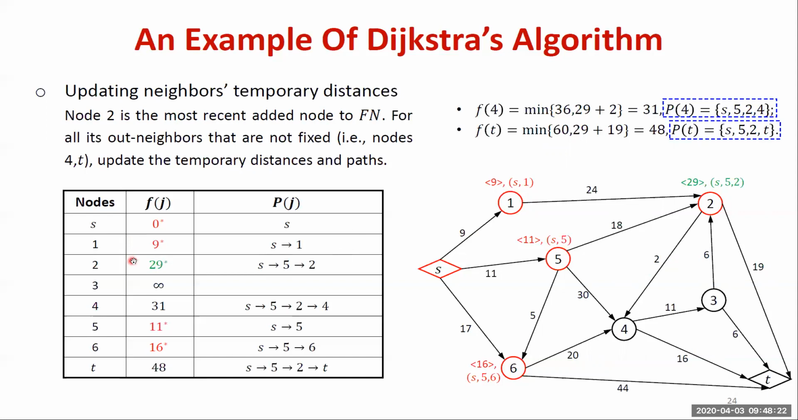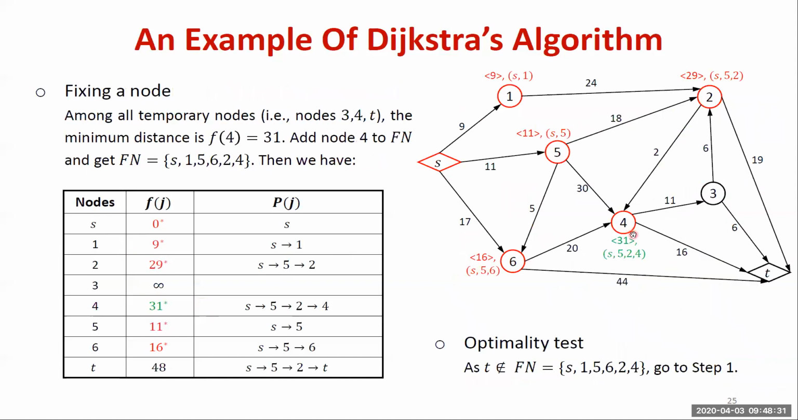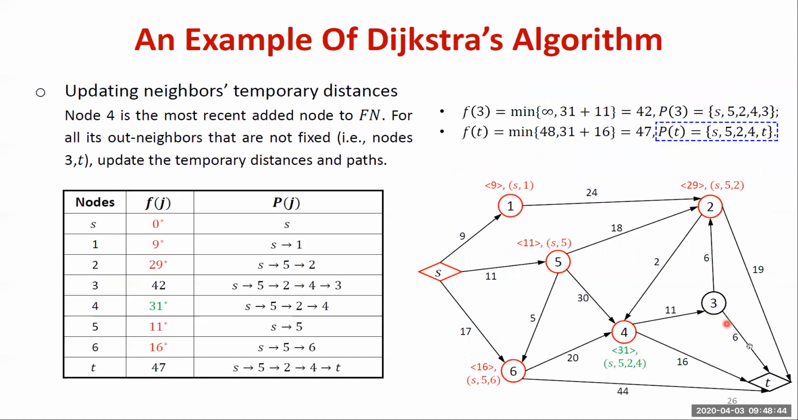Again, the next step is fixing a node. The smallest one is 31, so fix node number 4. And t is not inside yet, so continue. You find the outer neighbors of node 4. Clearly from 4 you can go to 3 or t, right? So you use the recursive formula again to update 3 and t.